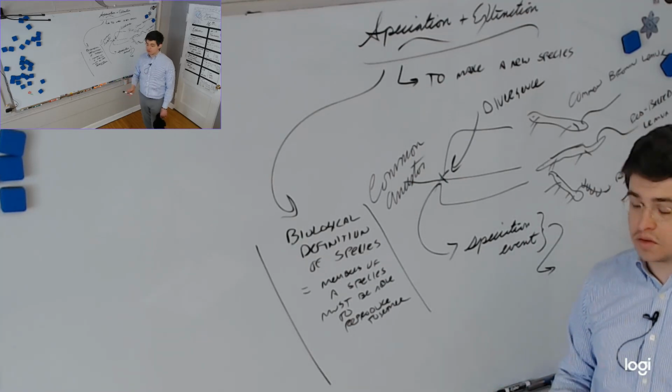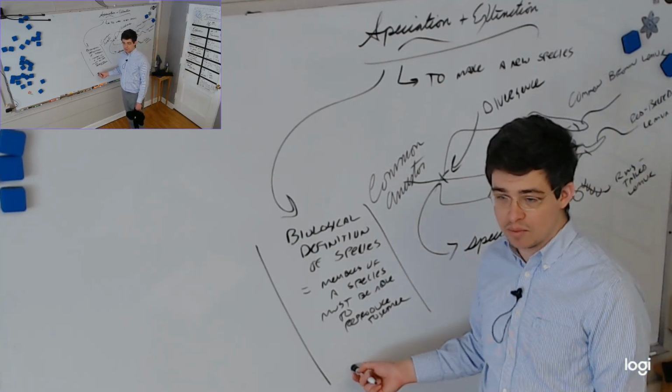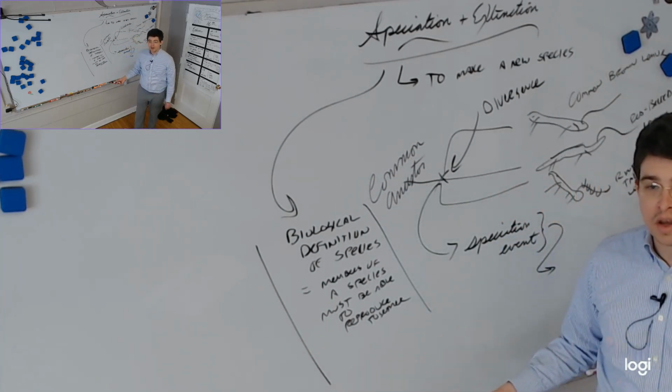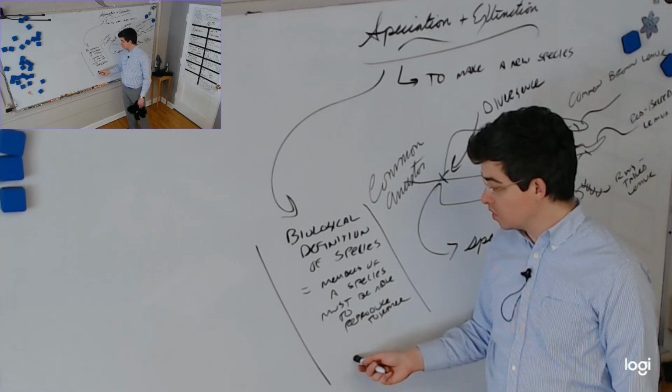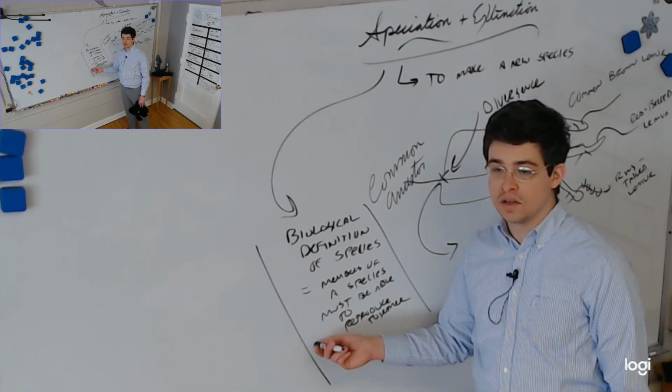There are interspecific hybrids, especially among things like plants, where two plant species can interbreed. And so that's the other non-example. That's one of the reasons why this is not always adequate.